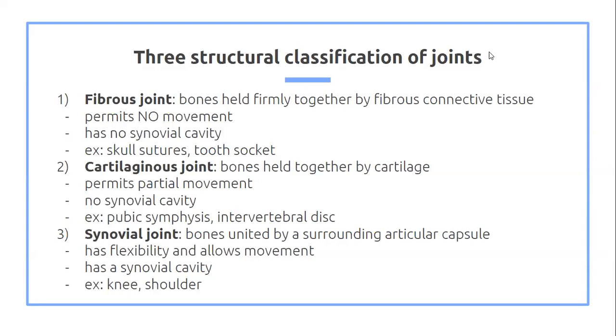And these have a synovial cavity. So examples are your knee or your shoulder, you can rotate them freely. You can move them however you please. And that's how you get around and go about your everyday life.